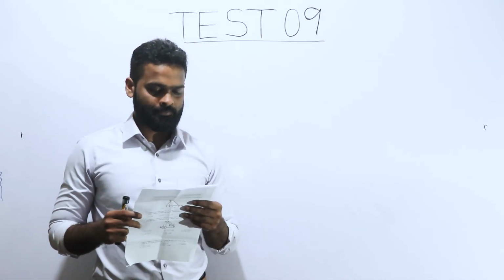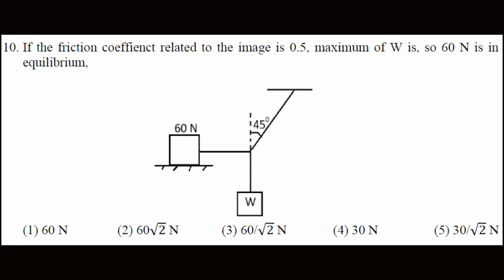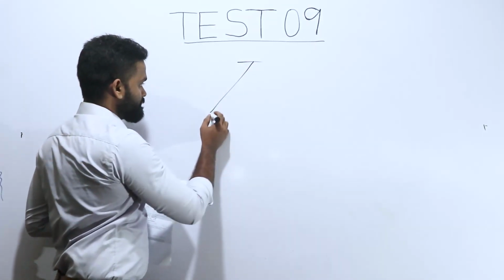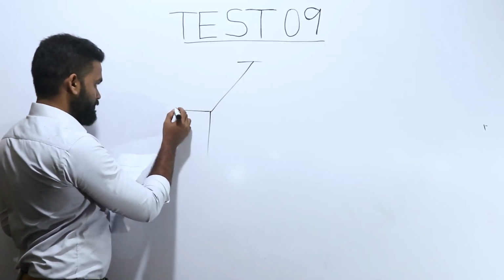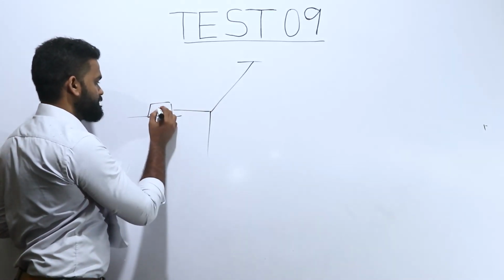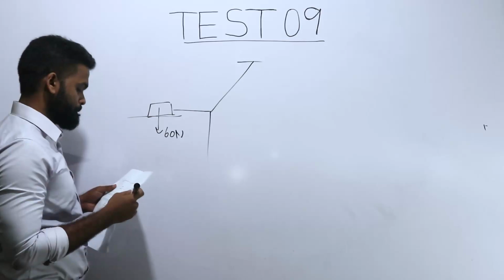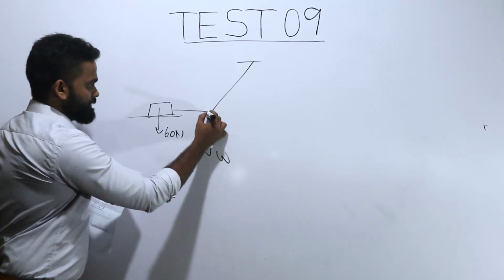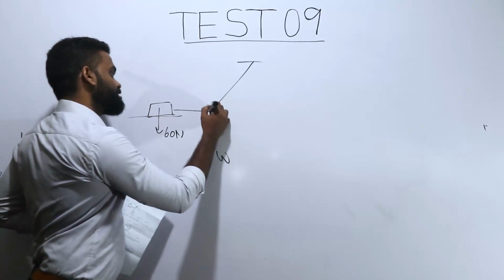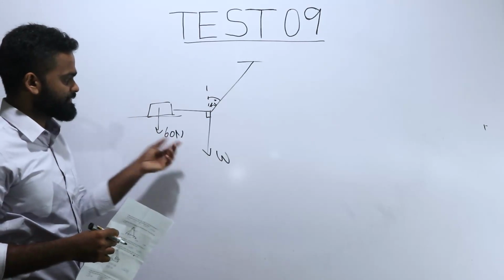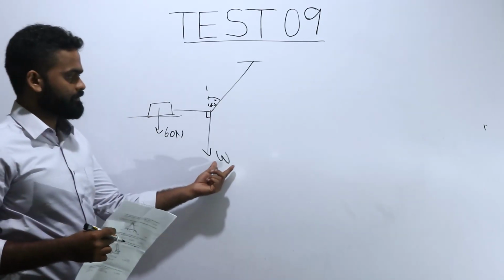10th question. If the friction coefficient related to the image is 0.5, the maximum of W is, so 60 Newton is in equilibrium. So we have been given an image. There's this object that has a weight of 60 Newton. Then there's a W, and this is 90 degrees. This is 45 degrees. So what they ask is the maximum weight that this can hold.